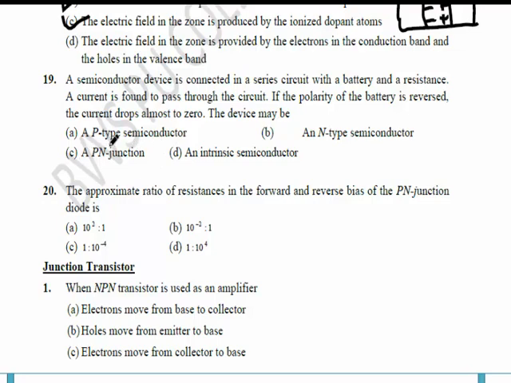Okay, see here. A semiconductor device is connected to a battery and resistance. First the current flows through the circuit. Next, the current suddenly drops to zero on reversing the polarity. If the polarity change affects the current, it should be a PN junction. Only in a PN junction will the current change, not in P-type or N-type. So the option is C.